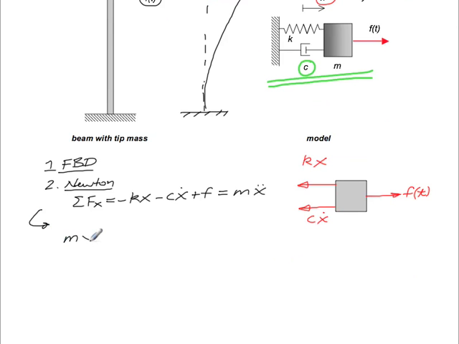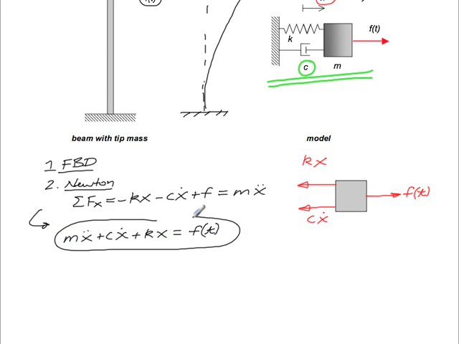We got mx double dot. Bring the dash pot force over in the same side. That's a cx dot. Spring force on the left side, and that is equal to the applied force F of t. So that is our equation of motion. So it really came down to getting the right direction on the spring force and the dash pot force based on the sign convention, and our sign convention again was defined at the beginning as being positive to the right.